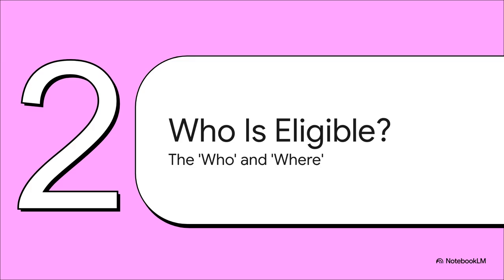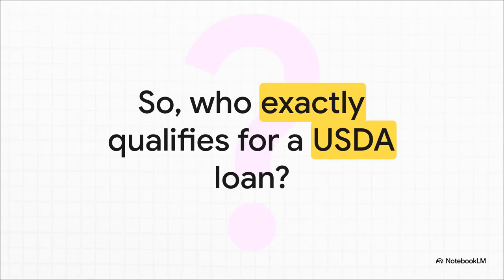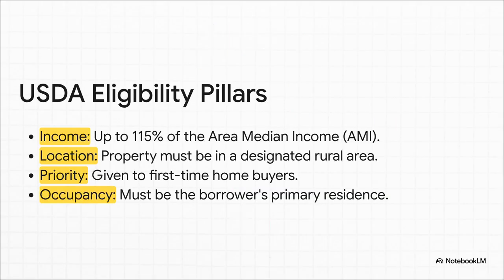So knowing the big picture is great, but the exam is all about the nitty-gritty, right? That brings us to eligibility. For the test, you've got to know the two main pillars, the who and the where. The exam might try to trick you with how it words the question, but it's always going to boil down to this. So, who actually gets one of these loans? Let's break down the answer into the parts you'll actually be tested on. Here are the four biggies.